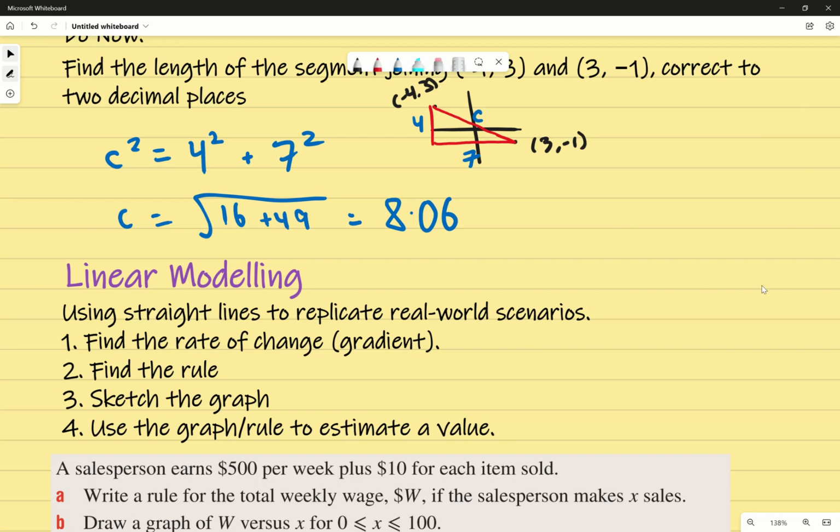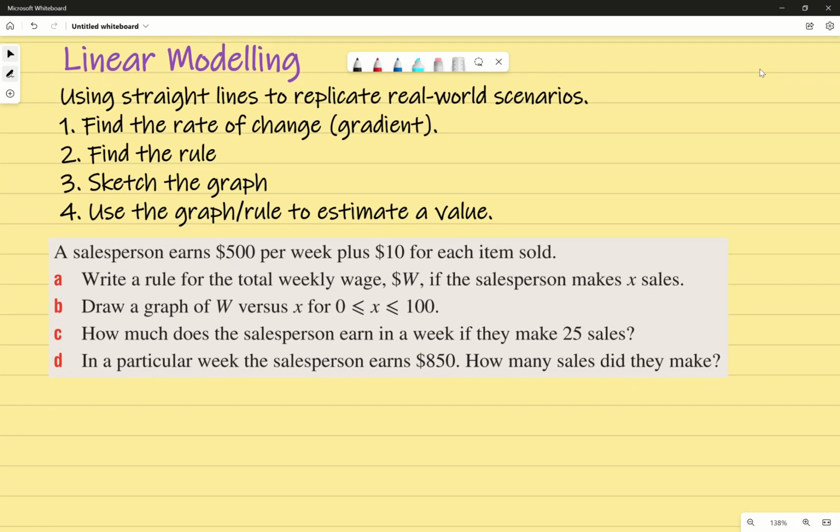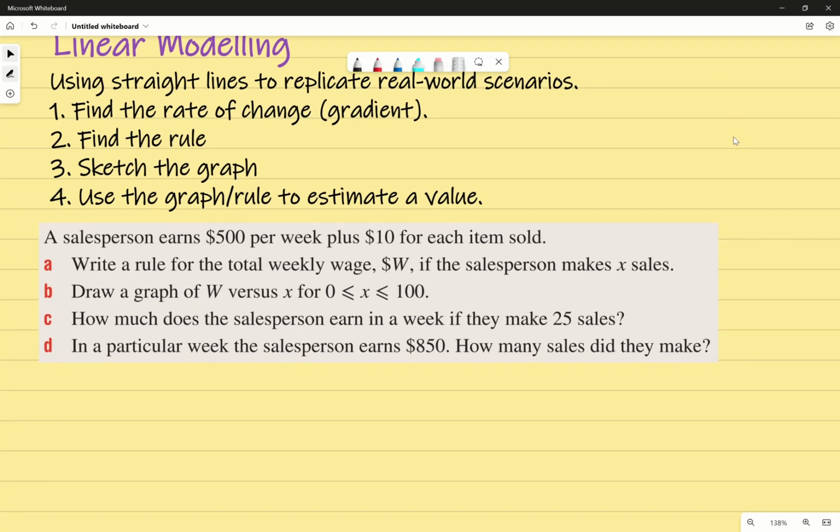I'm going to go through an example. You don't need to copy this example down because you'll be doing a lot of these in your notebook through the exercise questions as well. But I would like us to follow along. A salesperson earns $500 per week plus $10 for each item sold. Now, is there a rate? Immediately, is there a rate in this question? Is it the $500 per week, or is it $10 per item?